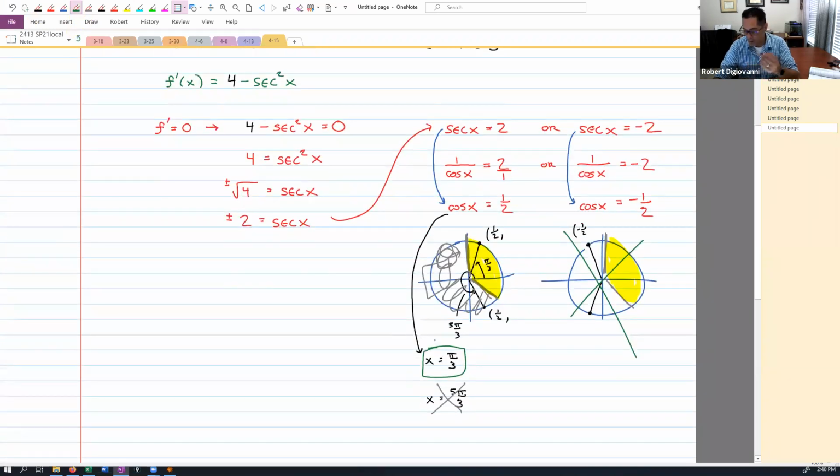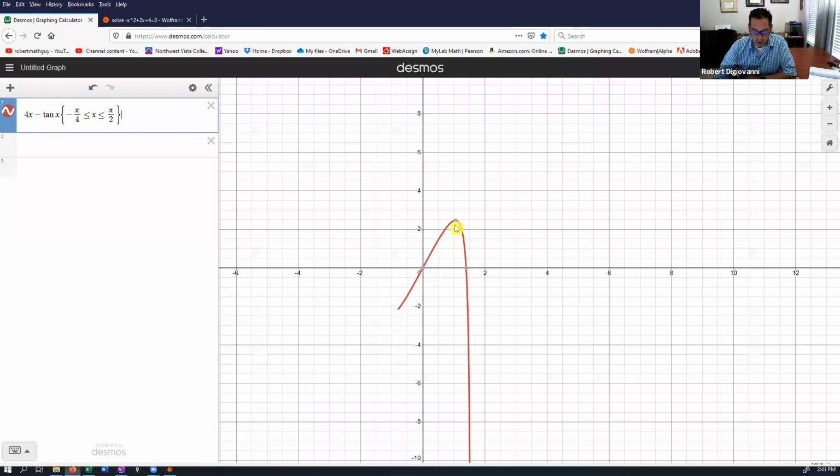So now what I do, and I'm out of time, is I need to go to the original function. I need to plug in pi over 3. That's my critical number. I need to plug in the two endpoints, negative pi over 4 and pi over 2, and then plug those into the function and get some answers. And I'm out of time. I can't do it, but we'll look at the picture. This right here. Oh, wow, it even showed it. Look at that. At pi over 3, we have a max.